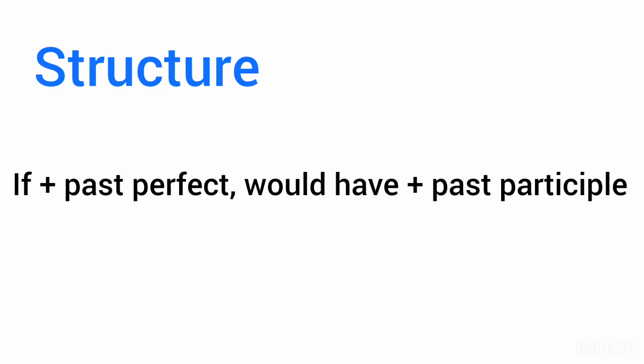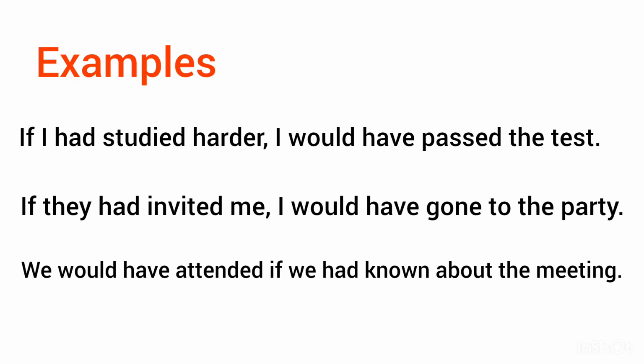We begin with if, followed by the past perfect, which helps us refer to a past action that is unreal or hypothetical. Then we use would have, followed by a past participle, to express the consequence that could have occurred in that imaginary situation. For example, if I had studied harder, I would have passed the test.